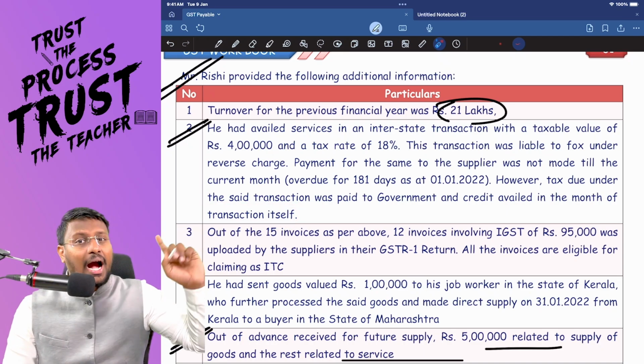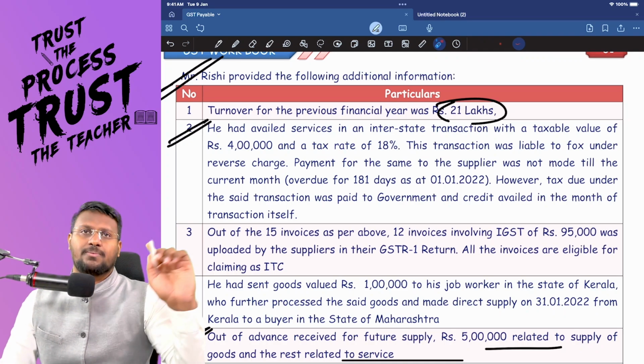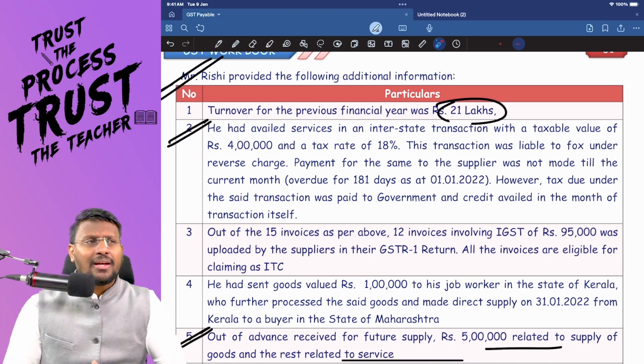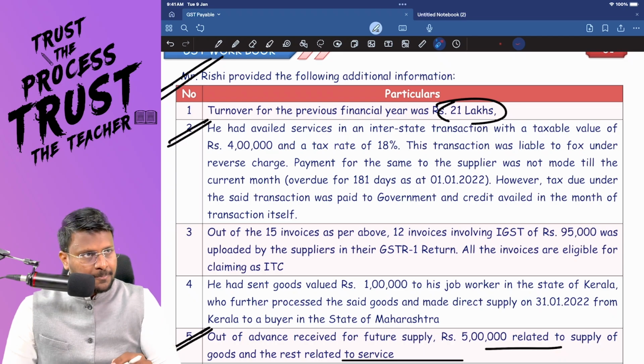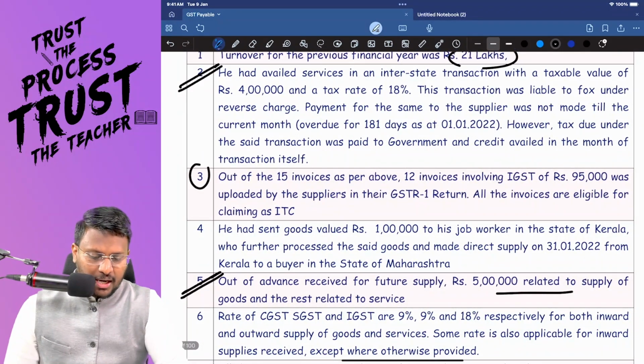Sir, we availed the ITC, but consideration has not been paid to the supplier. Sir, there is no condition that you have to make the payment within 180 days for a supply under RCM. Fantastic. I am coming to the next adjustment, adjustment number 3.